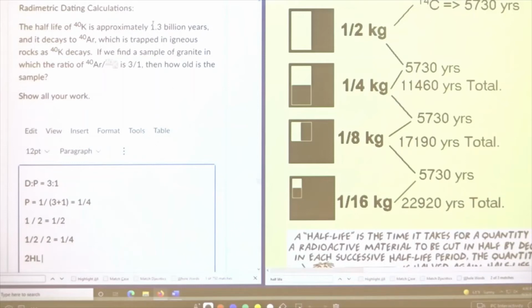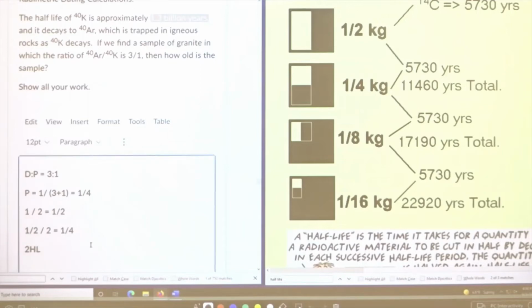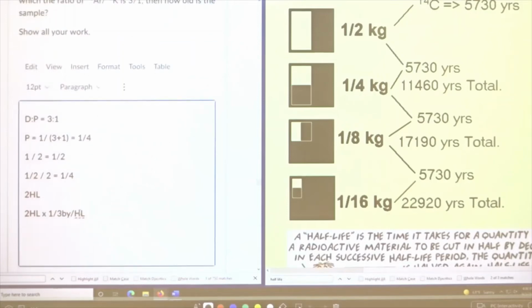Since the half-life is 1.3 billion years, that means you could even write it like this: 2 half-lives times 1.3 billion years per half-life. If you wanted to include it that way, you can see that the HL cancels, and that equals 2.6 billion years. Okay? And that's the answer to that question.